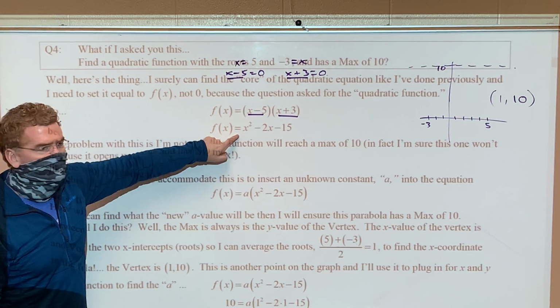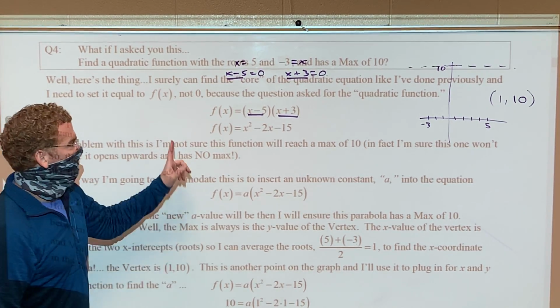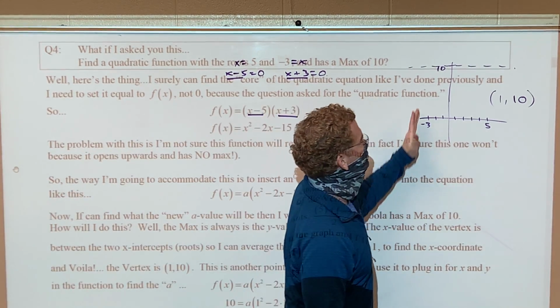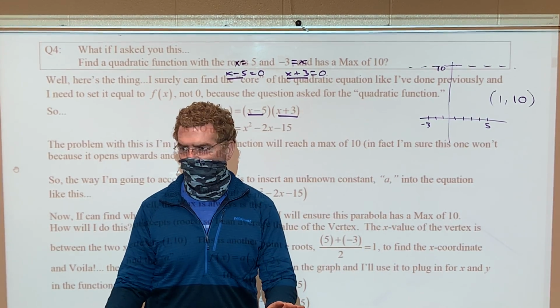The problem is, is there a guarantee? There is one guarantee here. The guarantee is that this function goes through those two x values. But how do I make sure it goes up to 10? That's the part I don't know. Are you with me on that?